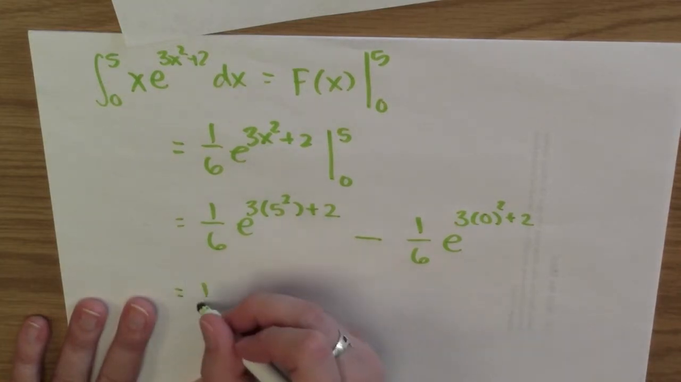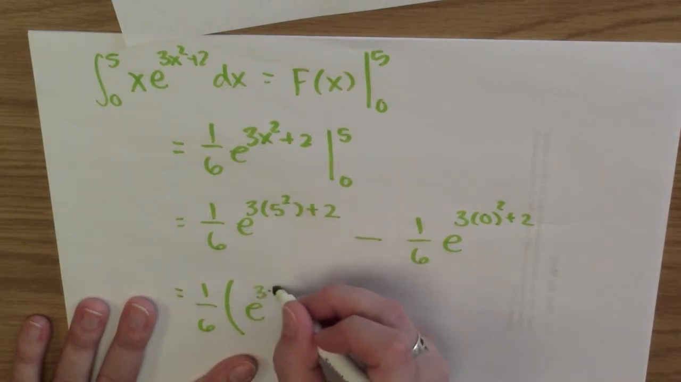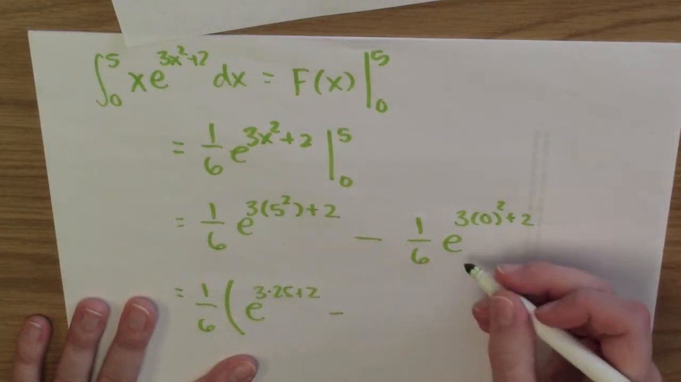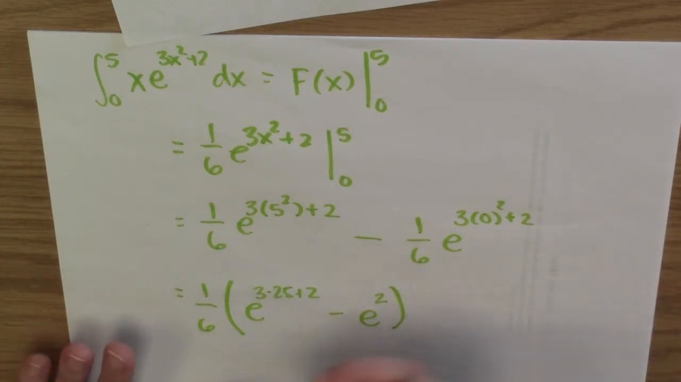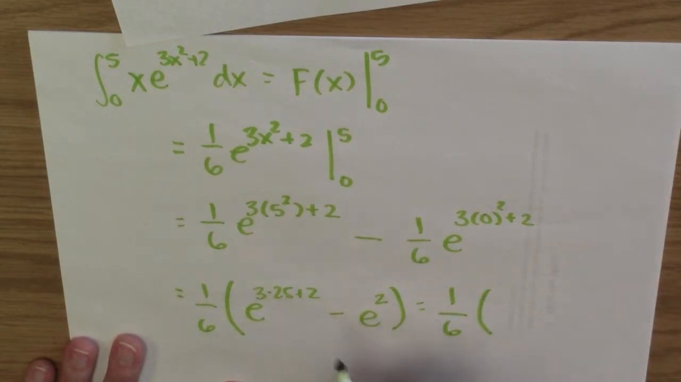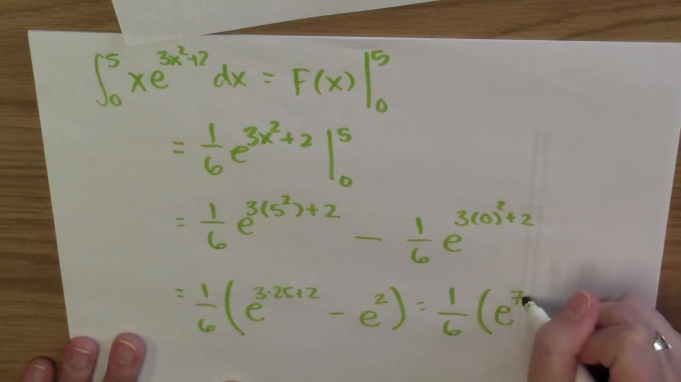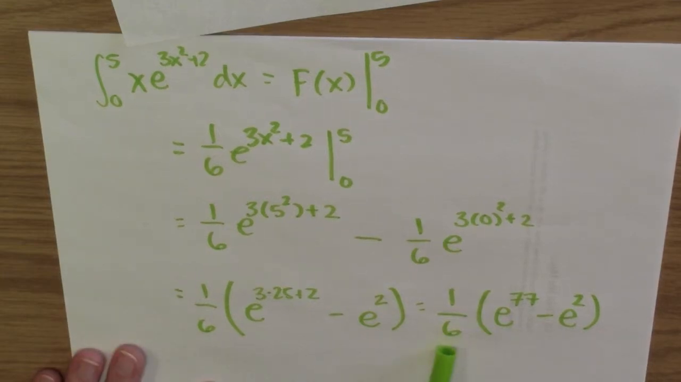So simplifying this, I can factor out the 1/6 because I have that in both terms. So this is e to the 3 times 25 plus 2, minus e to the, well, 0 squared is 0, and 3 times 0 is 0, so this is just e squared. And so simplifying again, 1/6, 3 times 25 is 75, so 75 plus 2 is 77. I get e to the 77 minus e to the 2. And if I wanted to approximate this answer, I could certainly put it in my calculator and find an approximate value, but if I was doing the problem on Mooculus, probably they want me to enter an exact answer, and so I would type in this thing just like that.